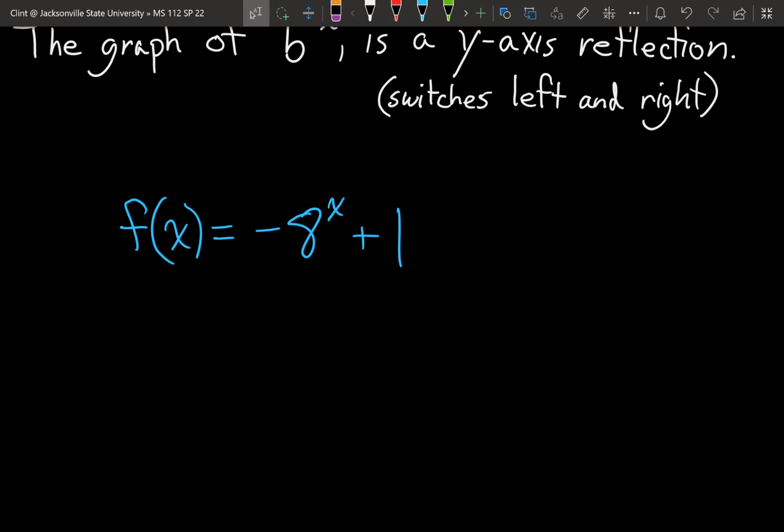We got that function, negative 8 to the x plus 1. What kind of transformations have been done? I usually start with the vertical translations first because they're easy to pick up on. We just got a plus 1 out there. So that means our graph has gone up 1.